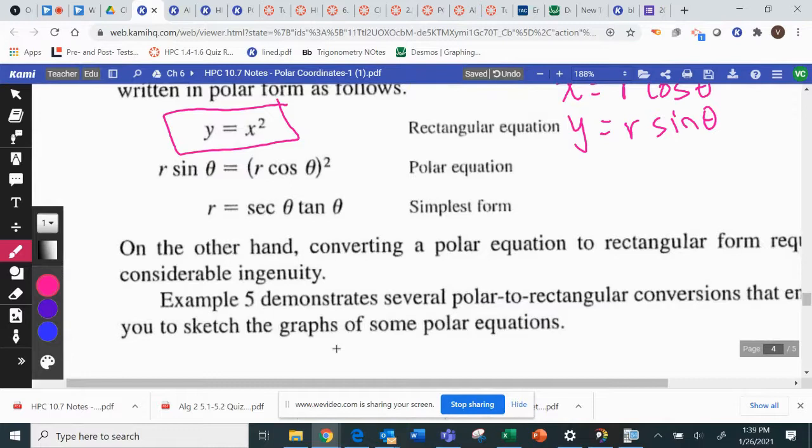So there's some identities and stuff going on here. But they solved it for r. And this is what they got. Now I want us to graph that equation so we can see it looks like a parabola, just in polar form. So let's go to our graphing calculator.